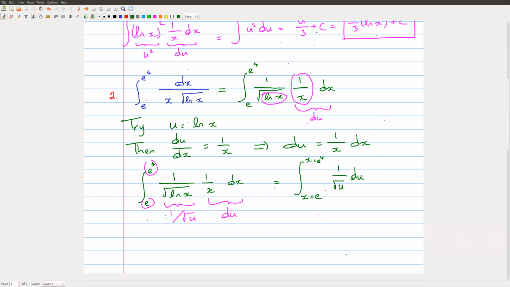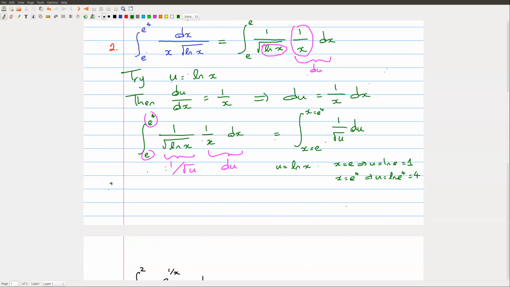Okay, and with the limits of integration, we have options. The easiest thing here probably is to rewrite those values of x in terms of values of u. So u equals log x. So when x is equal to e, then u is equal to the log of e, which is 1. And when x is equal to e to the 4, then u is equal to log of e to the 4, which is 4.